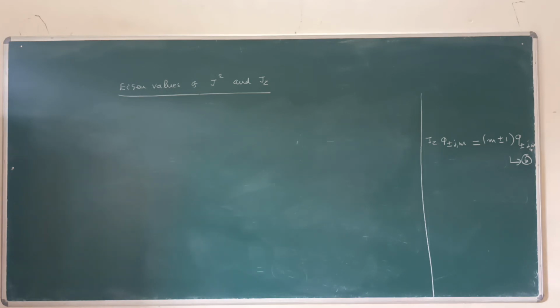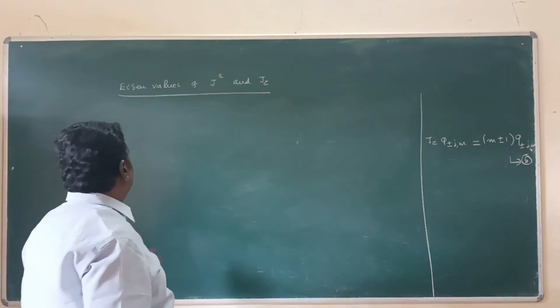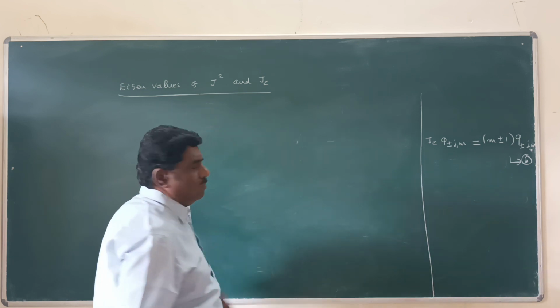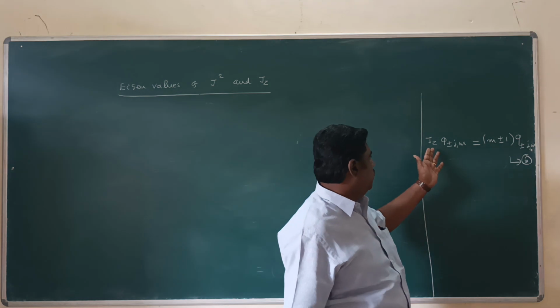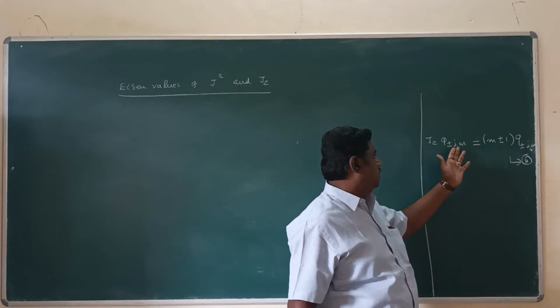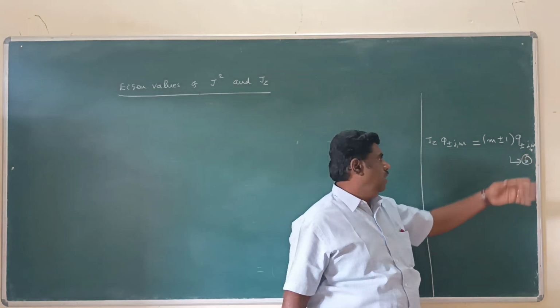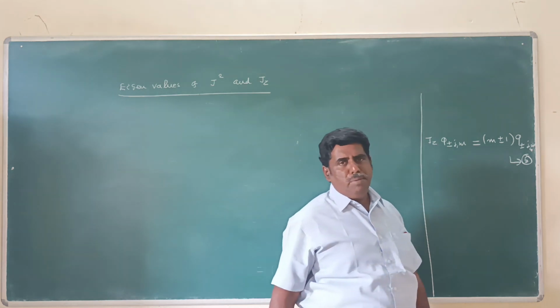In the last lecture, during the discussion of eigenvalues of J square and Jz, we concluded with equation 5: J± ψ(j,m) = (m±1) ψ(j,m).